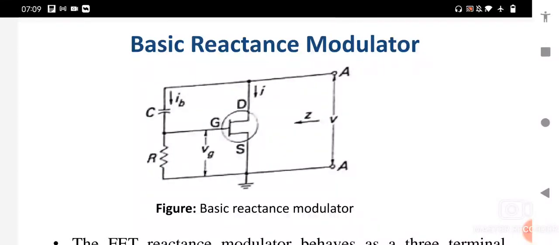So here we are using the FET transistor, that is gate. The FET transistor has three terminals, that is gate, drain and source. Here we are using one more component, that is capacitors and resistors, and the current I and the impedance Z.